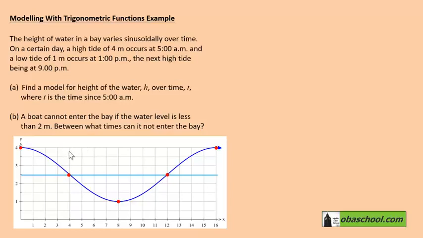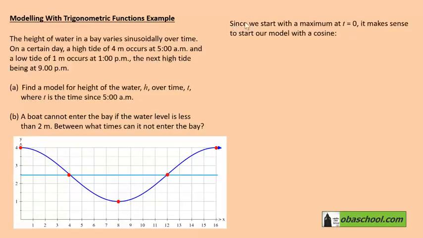So what we're wanting is to find the equation of this curve. Since we start with a maximum at t equals 0, it makes sense to start our model with a cosine. So h is going to be a cos(bt plus c) plus d. And we know that these are the various transformations: vertical dilation, horizontal translation, and vertical translation. And what we need to do is establish the values of a, b, c, and d.